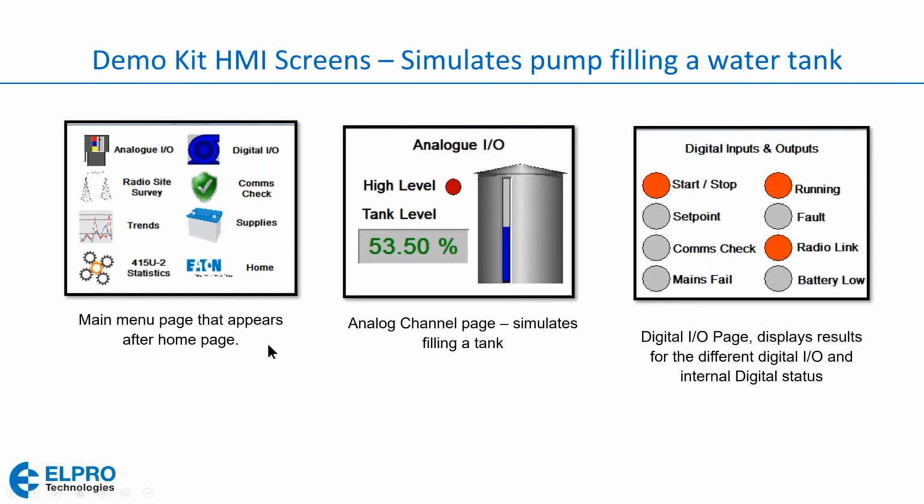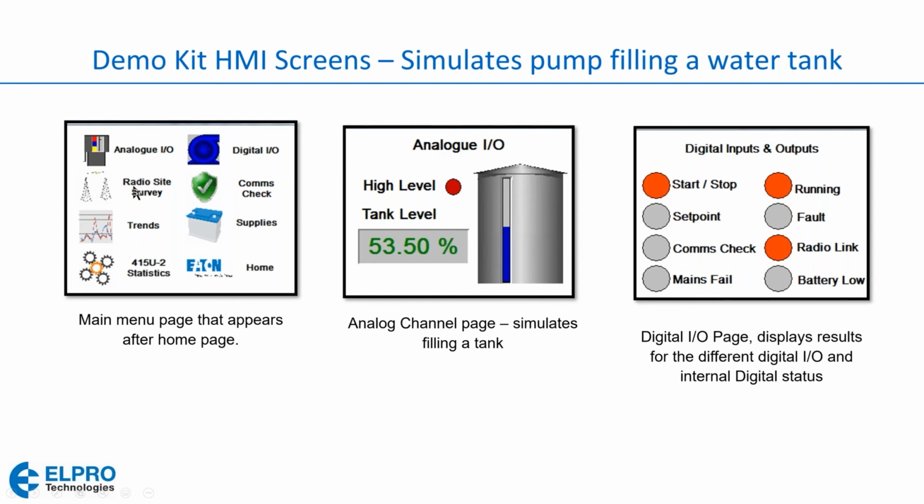Here we go. This just shows you a couple of the displays on the HMI page. The most important one that we're going to want to look at is the radio site survey. The digital I/O, the analog I/O, this just tells you what the 4 to 20 value is on the opposite end. Tells you what the status of all your digital I/O points there.